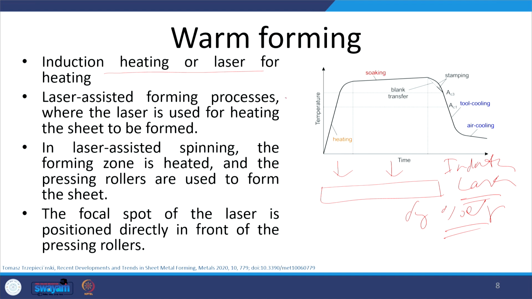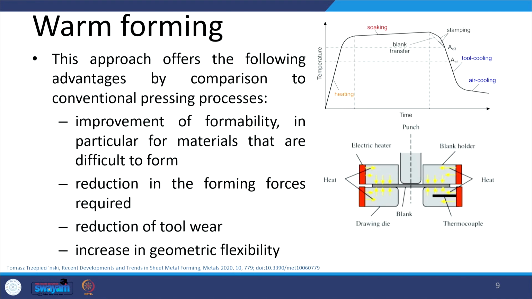In laser assisted metal forming processes, laser is used for heating the sheet metal to be formed, and once the metal is heated, the properties become more favorable from the deformation point of view. In laser assisted spinning, for example, the metal forming zone is heated and the pressing rollers are used to deform the sheet metal. So, the focal spot of the laser is positioned directly in front of the pressing rollers to facilitate the deformation.